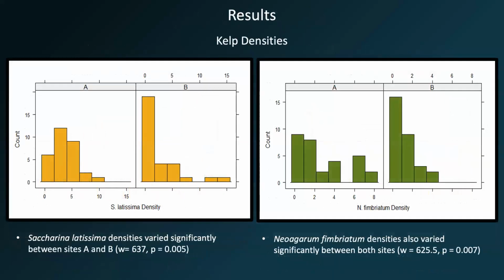Also, kelp densities using that Mann-Whitney U-test, they both varied significantly between sites. S. latissima, you can see that right skew at site B, so that 15 individuals is the highest that we got, and site A was more consistent with observations of kelp. Higher mean densities, and N. fimbriatum, although lower, was still pretty prevalent at site A especially. So it was interesting to see those overlapping kelp, understory kelp populations at these sites.